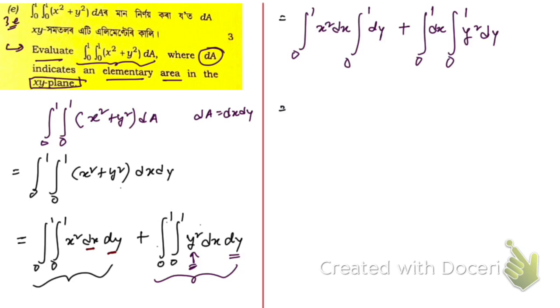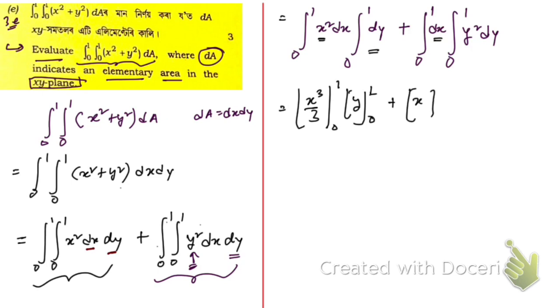Now the integration of x square is going to be x cubed by 3, and the limit is 0 to 1. Then the integration of dy is y, and again the limit is 0 to 1, right? Plus, the integration of dx is simply x, lower limit 0, upper limit 1. Then the integration of y square is again y cubed by 3, that is 0 to 1.